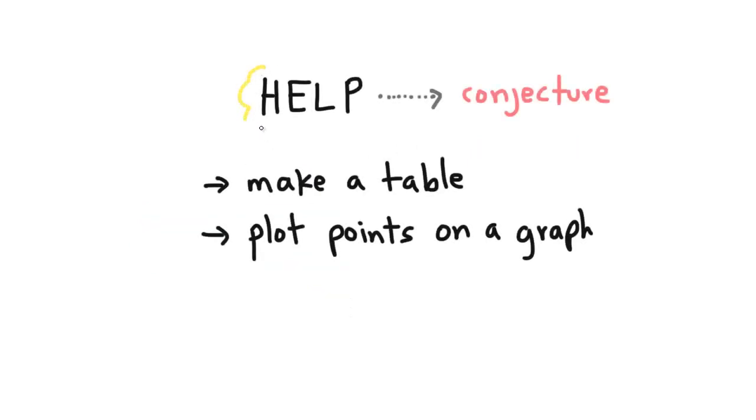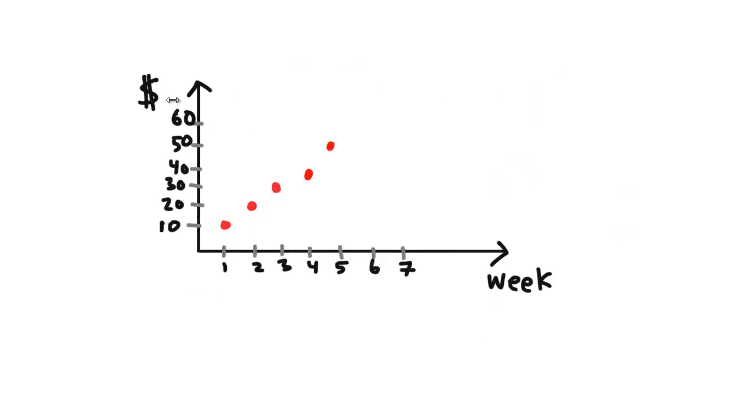Now if you need help coming up with the conjecture or to recognize a particular pattern, you can make a table, or if you want you can plot points on a graph and see if you can recognize if there's a pattern with the graph. So for example, let's say you have this graph here. The x-axis is the number of weeks and the y-axis is the dollar amount that you spend.